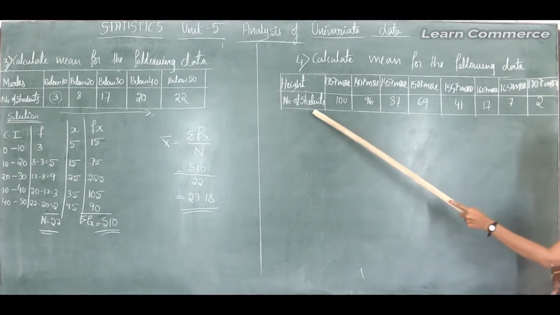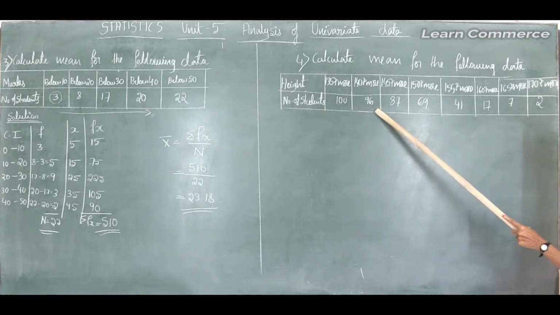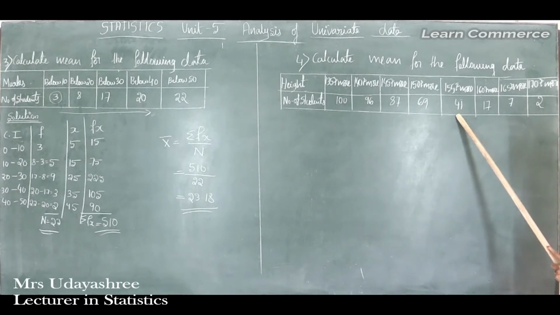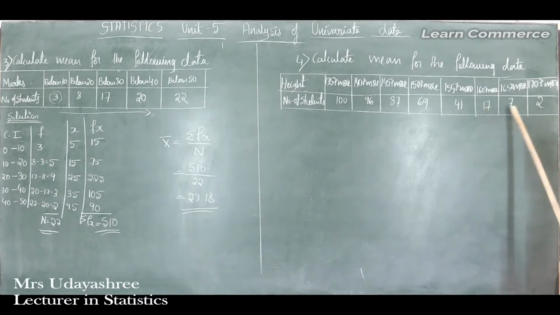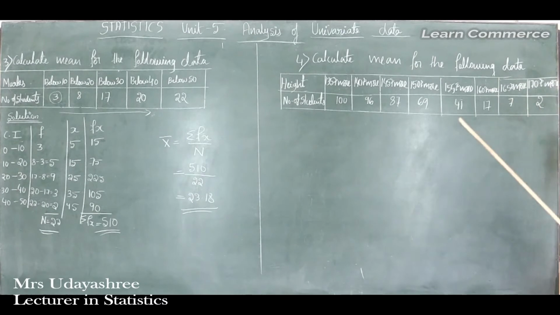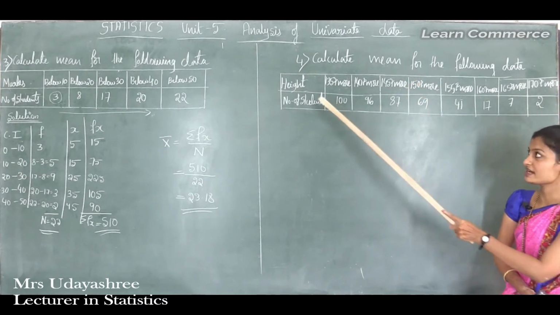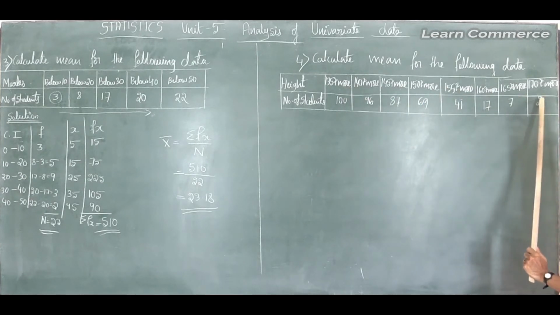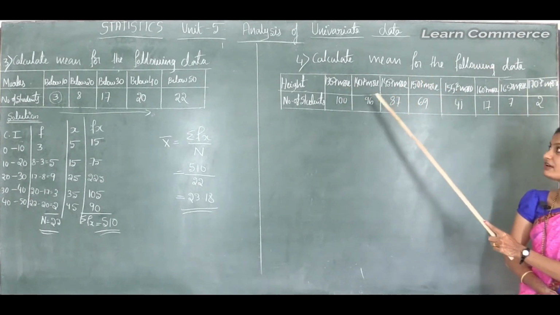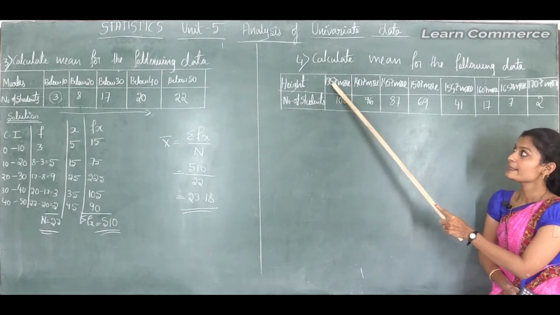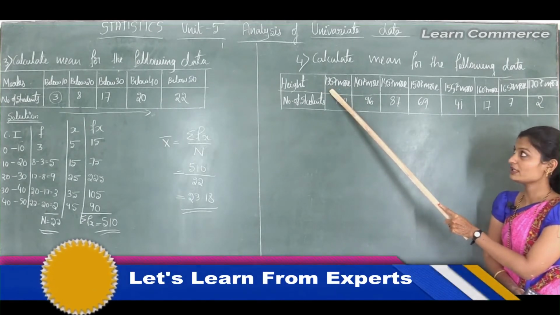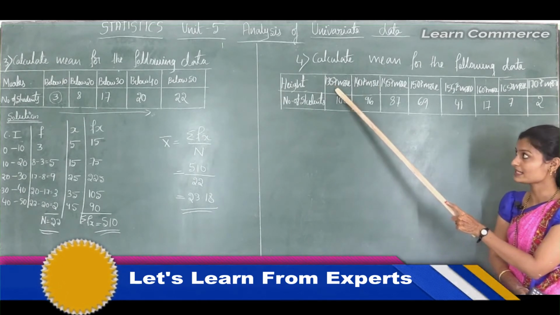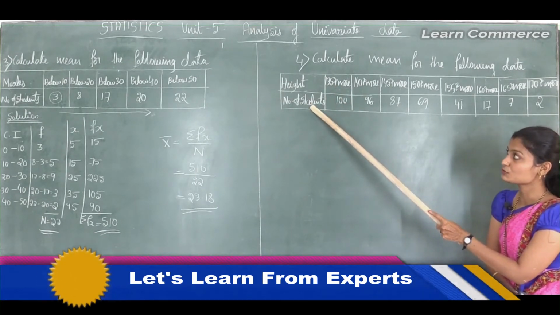So here number of students are 100, 96, 87, 69, then 41, 17, 7 and 2. So see here given informations are heights. So heights are 135 and more, like that up to 170 and more. In the sense here given class intervals are lower class intervals.